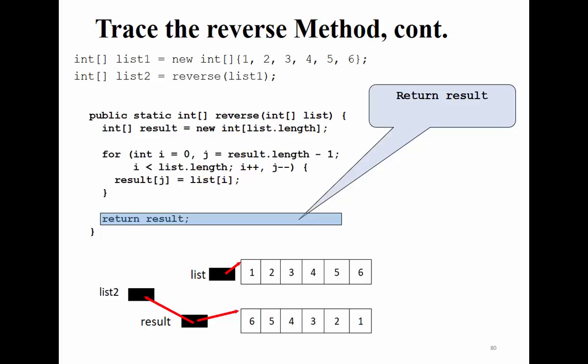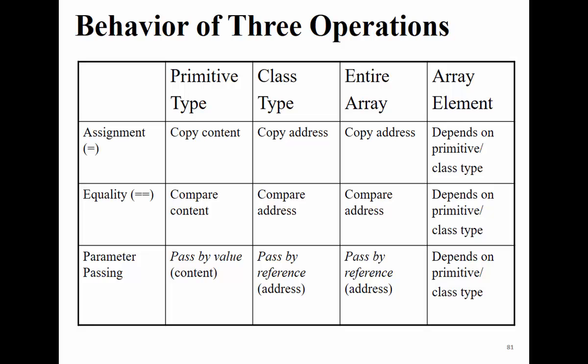You can see here on this slide, list 1 is pointing to this element, and list 2 is pointing to the same reference, result, and result is pointing to this array. So you execute this reverse method and you retain 2 different arrays, okay? Now, the behavior of these 3 assignment operations could be the content for a primitive type, the address for a class. For arrays, the entire array copies the address. The behavior is the same as the object.